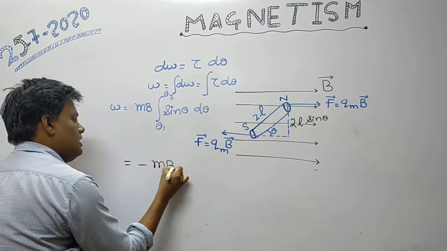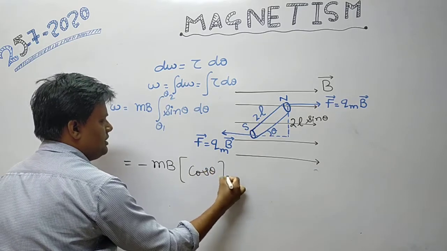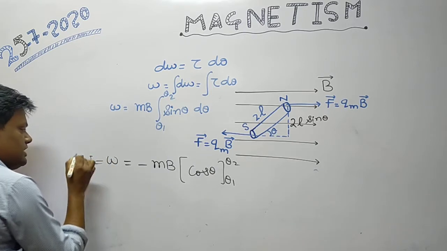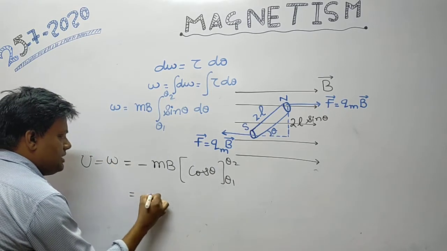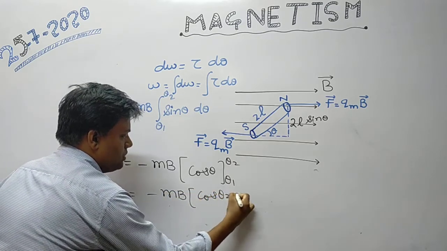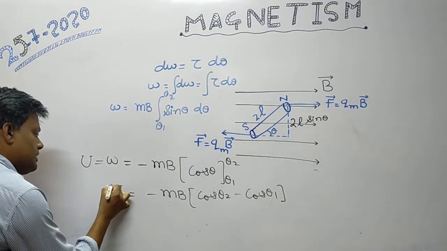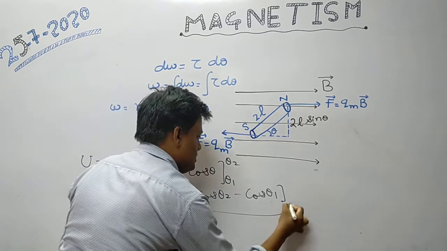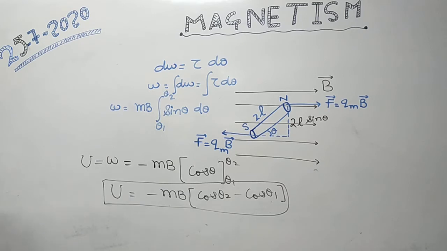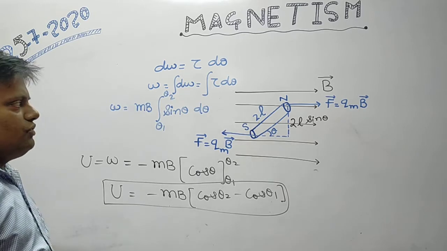Minus is taken outside of the integration. This will be cos theta, with limits theta 1 to theta 2. This is the work done, also called potential energy U. Now putting the limits, this will be MB, upper limit minus lower limit, so cos theta 2 minus cos theta 1. This is the formula for potential energy or work done for rotating a magnetic dipole in a uniform magnetic field.